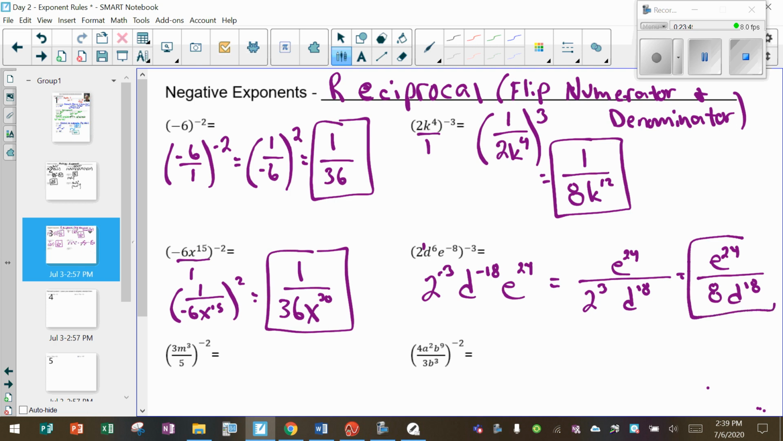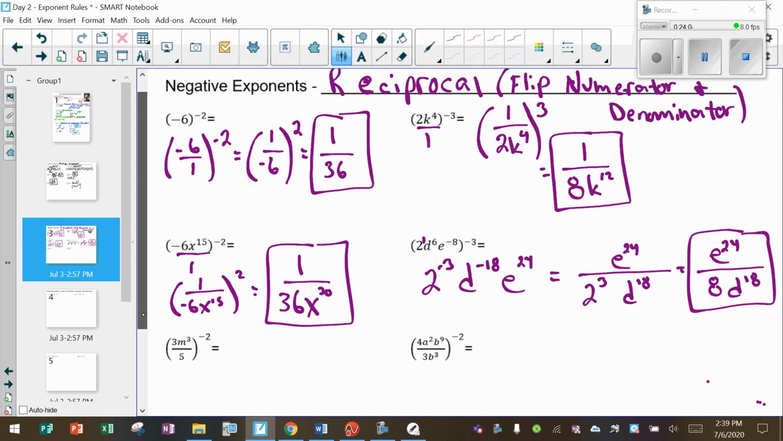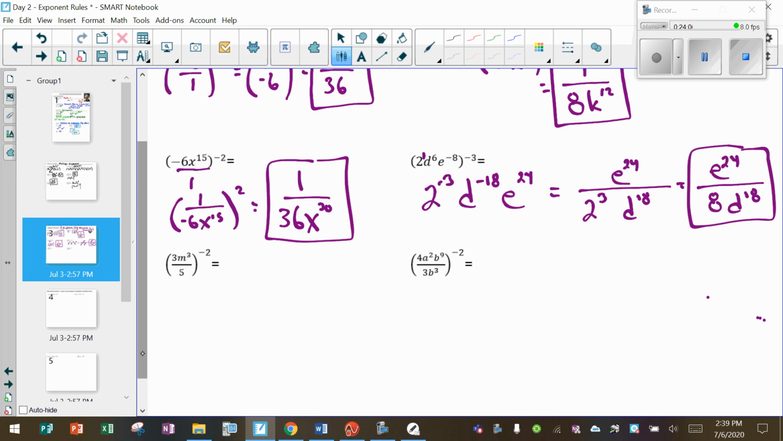So there's a couple different ways you can approach it. You can flip the whole thing like I did the first couple examples, or use the power to a power rule, and then individually see which terms ended up with a negative exponent, and subsequently they will be written in the denominator. If your original problem was a fraction to start with, then you can just flip the whole thing. 5 over 3m to the third takes care of the negative part of the exponent.